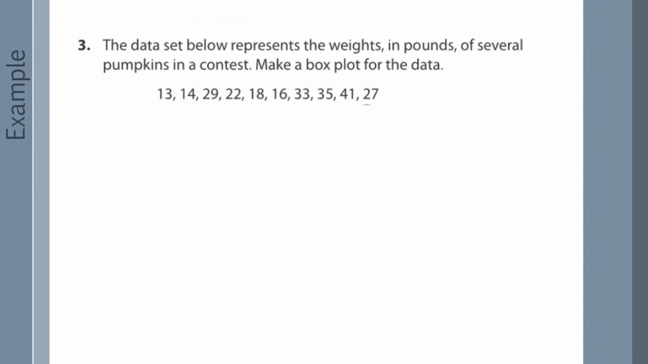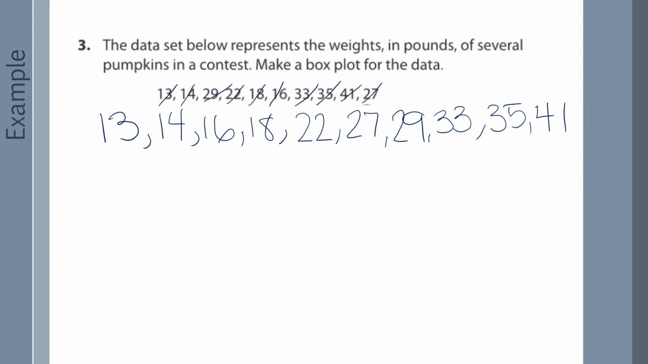So here's another example. We have the data set below represents the weight in pounds of several pumpkins in a contest. Make a box plot for the data. So we have to first put these numbers in order from least to greatest. So here are my numbers in order from least to greatest. I just crossed off as I wrote them down to make sure I used all my numbers.